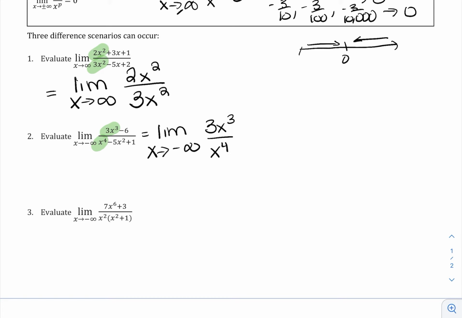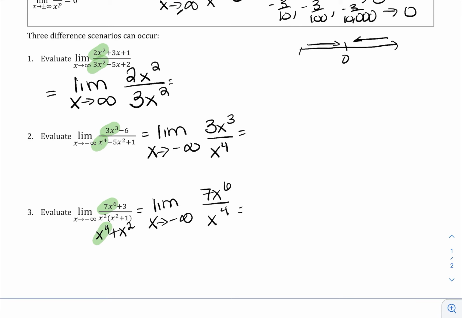And in the last one, I have a little issue. Well, not in the top. In the top it's easy. It's 7x to the 6th. But in the bottom, we saw this in the last video, is that I can't take the leading term in factored form, so I need to FOIL this out. So this is x to the fourth plus x squared. And now I can see that my leading term is x to the fourth. So this is equal to the limit as x goes to negative infinity of 7x to the 6 over x to the fourth. Okay, so I started the problem exactly the same for all three.